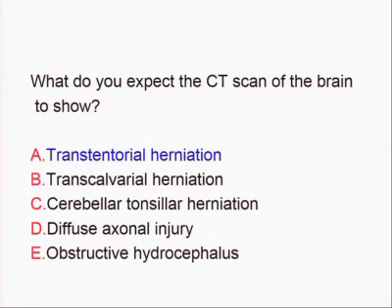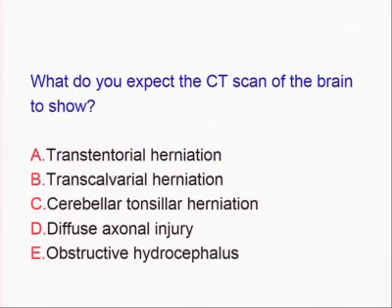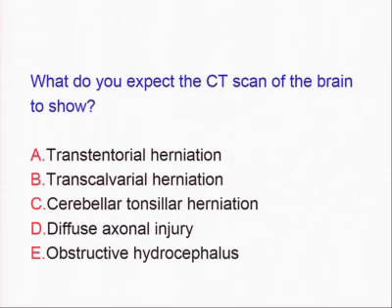So what they're looking for, the correct answer is A, transtentorial herniation. We'll go down a little bit about the herniations. But if you go back to the question, ask what exactly is happening. What this child does have is a lucid interval. He had a brief loss of consciousness at the scene, then he's awake and interactive in the emergency department, and then he becomes unresponsive. So he does have that lucid interval. Typically, you see the lucid interval with an epidural hematoma.